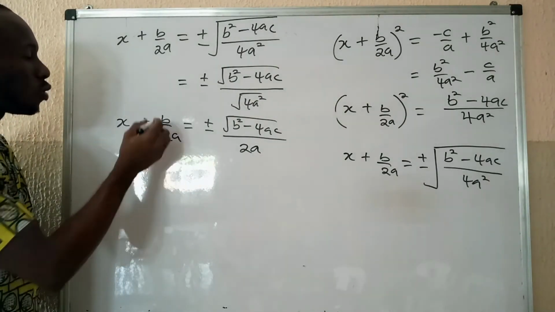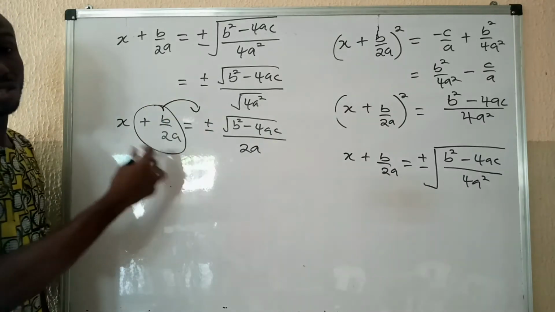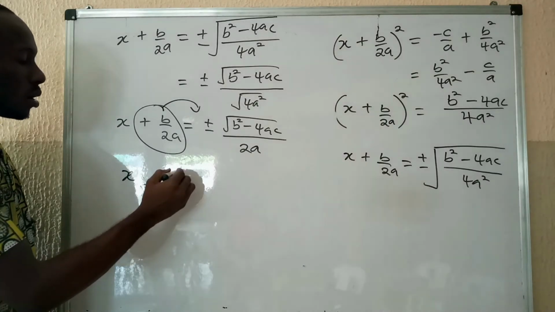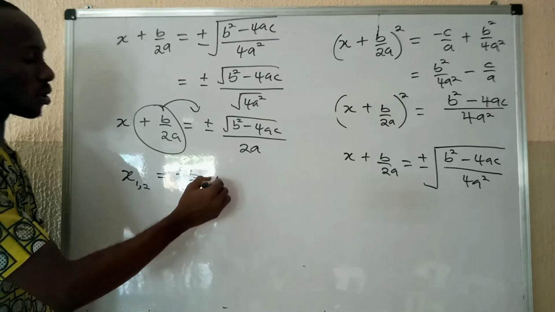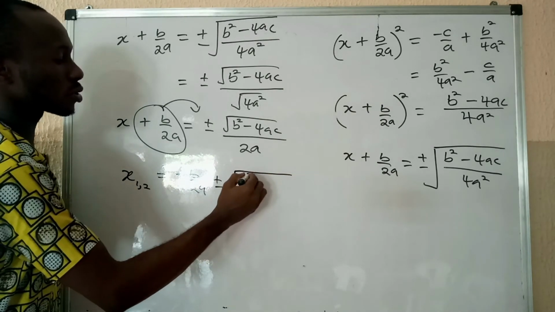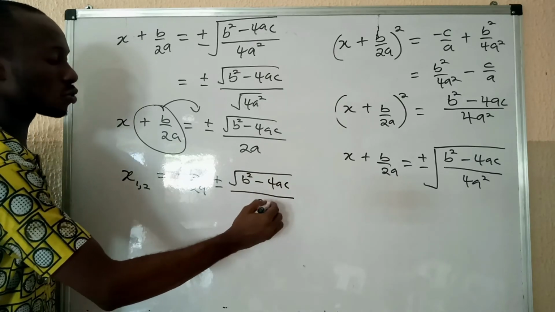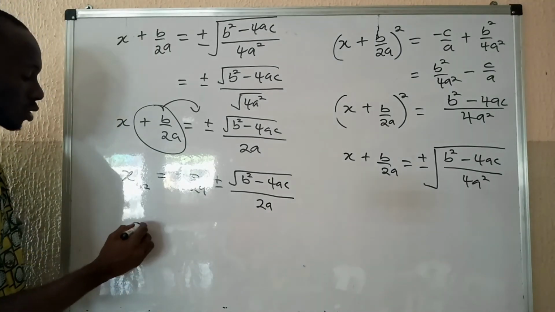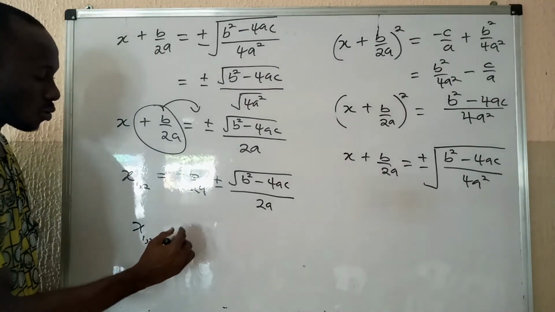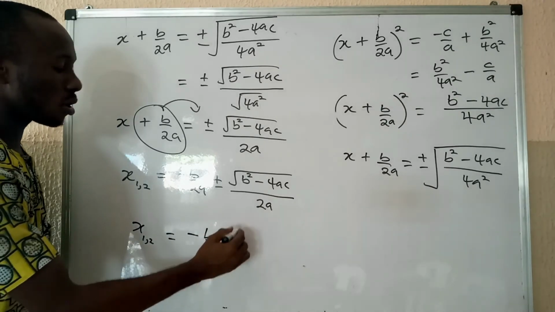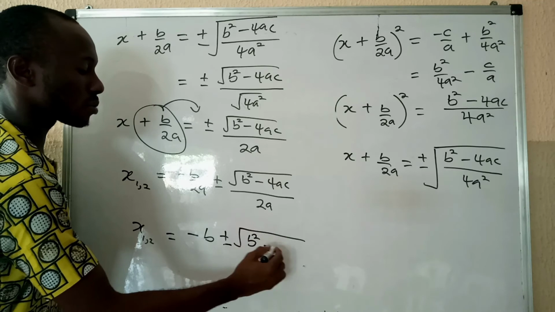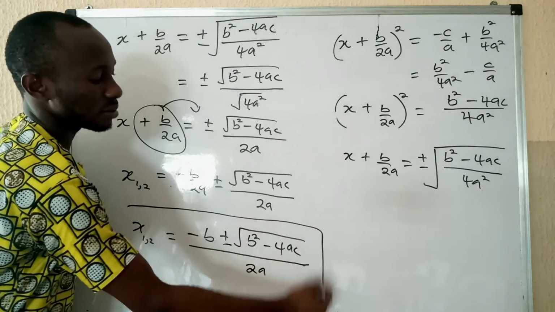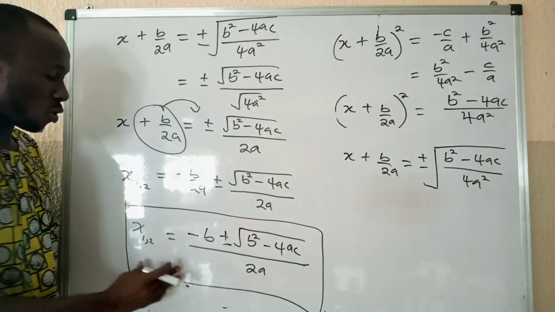So the next thing we do, we take this term to the other side of the equation. That's collecting like terms. So we have x1, 2 is equal to minus b upon 2a plus or minus root of b squared minus 4ac upon 2a. Now, since they have the same denominator, we can go ahead and add or subtract the numerators. So we have x1, 2 is finally equal to minus b plus or minus root of b squared minus 4ac all over 2a. Yes, ladies and gentlemen, this is the quadratic formula.